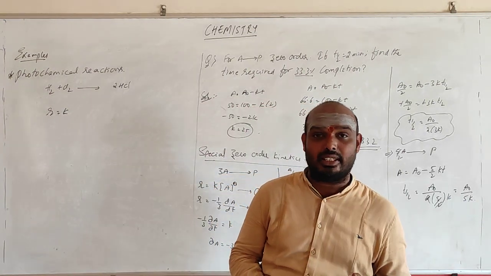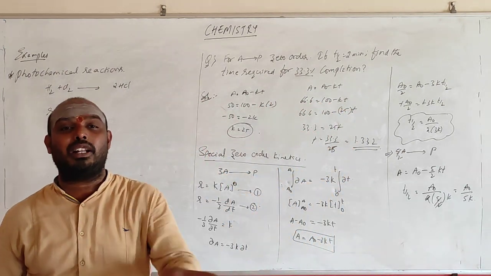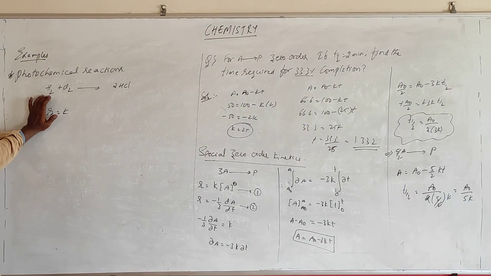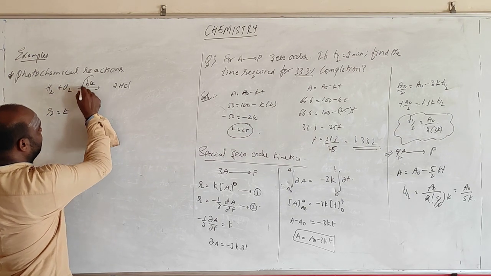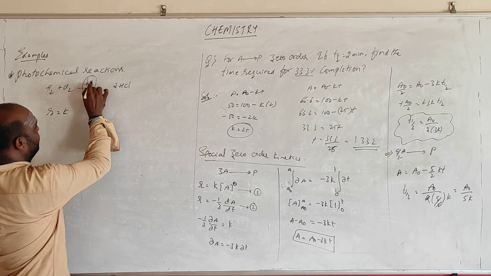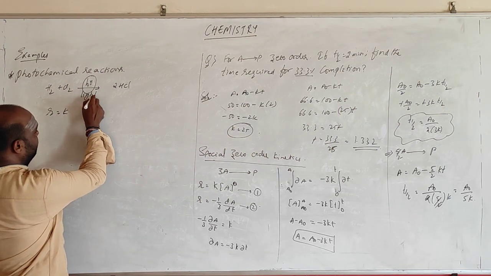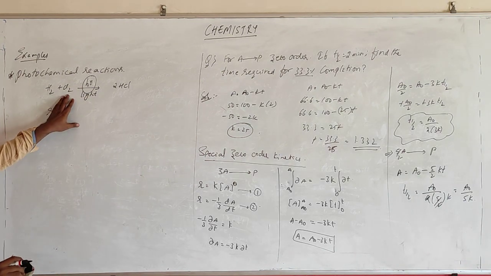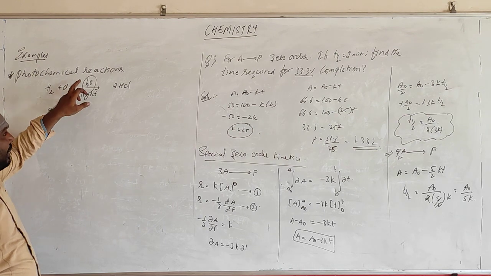Without the reactants, the reaction will not proceed. This indicates that the speed of the reaction does not depend upon the concentration of the reactant. The speed will not depend on it, but the reactants should be present. This reaction will occur only in the presence of light, h nu. Even though H2 and Cl2 are present, the reaction will not occur; it will occur in the presence of light.